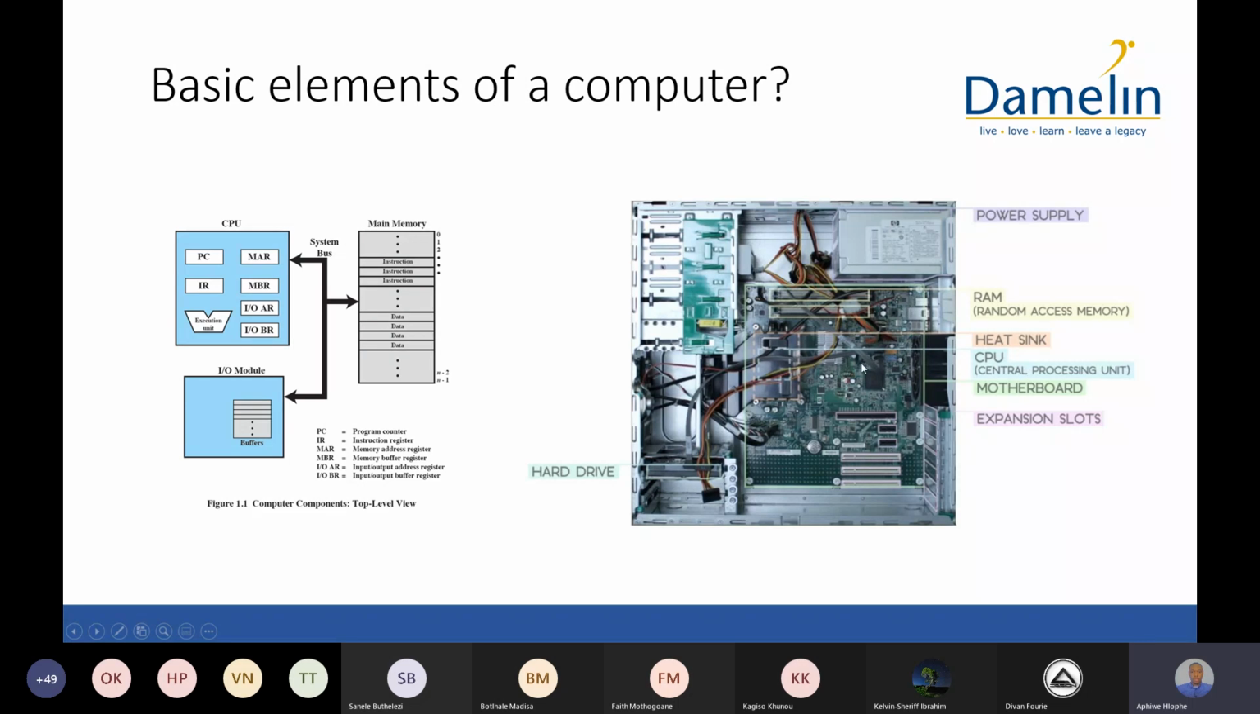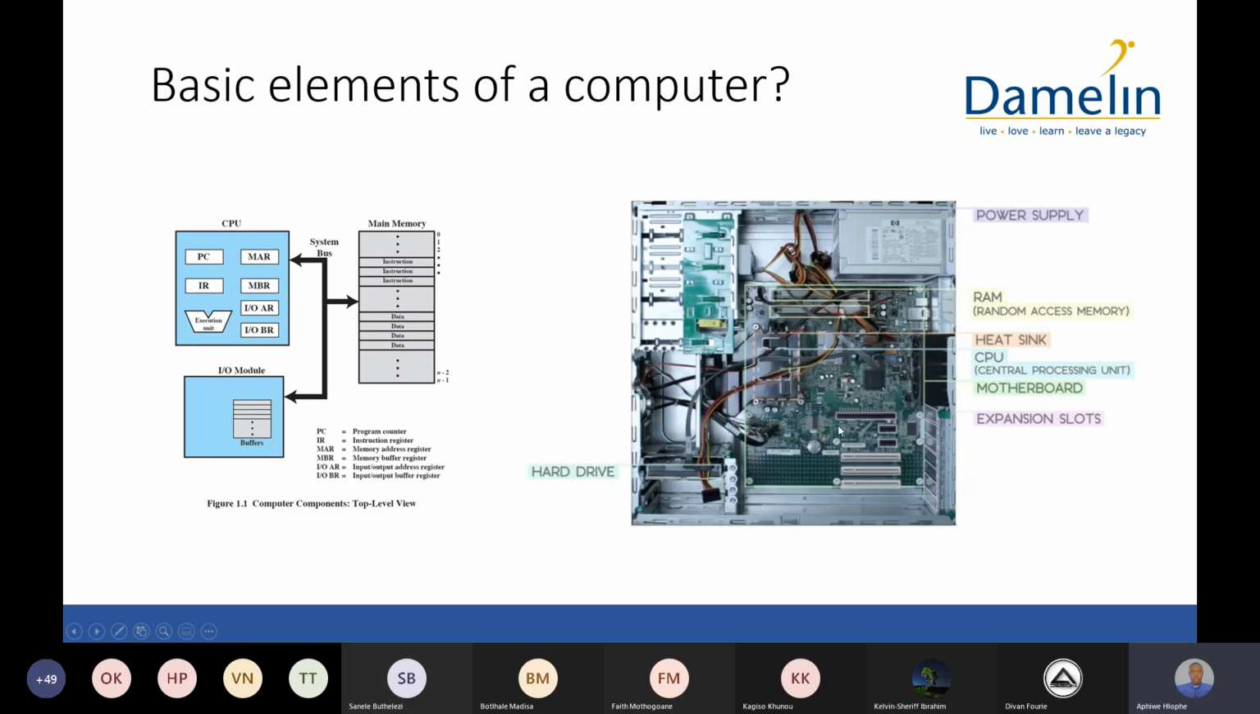And then here we would have our CPU with a heat sink, a cooling system. Normally you see a fan, because it has to be cooled. It overheats, it's always busy, it's always executing instructions. So you need some sort of cooling system.